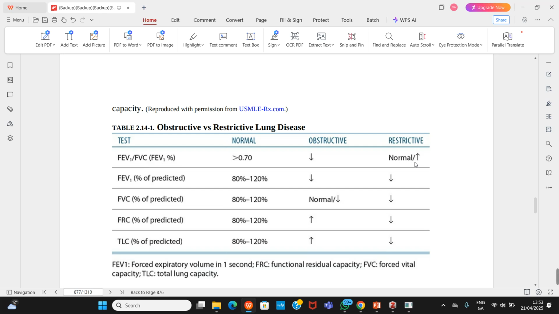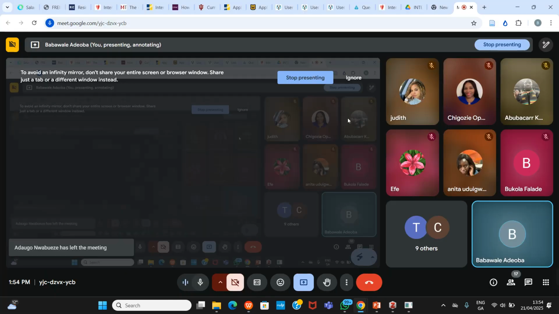And the reason why the ratio increases is because they can have a drop in the FVC more than FEV1. Don't forget, in obstructive, FEV1 drops more than FVC. That's why the ratio is less than 0.7. But in restrictive, FVC drops more than FEV1. Don't forget, before you can measure vital capacity, you need to take a deep maximal what? A deep maximal what? Anybody? A deep maximal what?